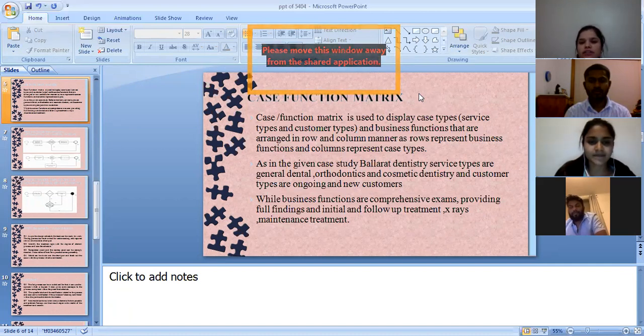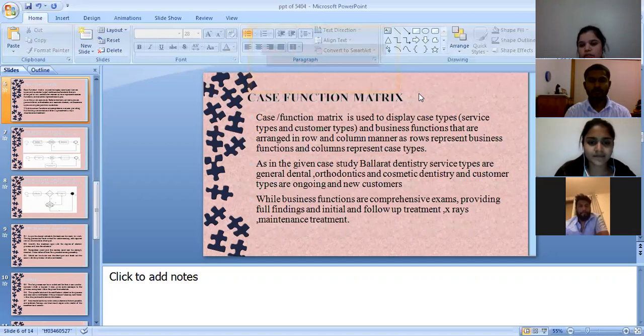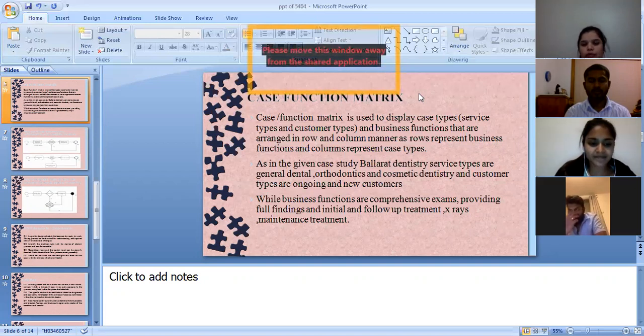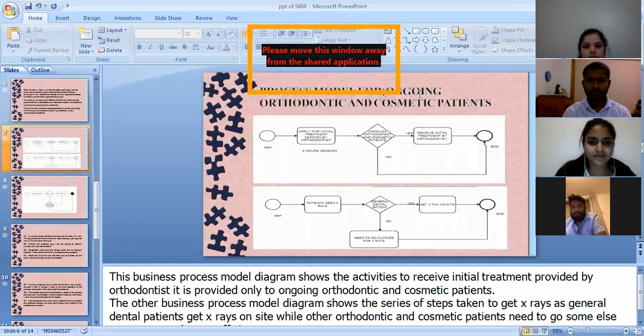The business functions in this case study are comprehensive exams that are taken for new patients, as well as for patients who took that exam 3 years ago or more. And the other business functions are providing full findings, initial and follow-up treatments, x-rays, and maintenance treatment. And the next thing is the process model for ongoing orthodontic and cosmetic patients.